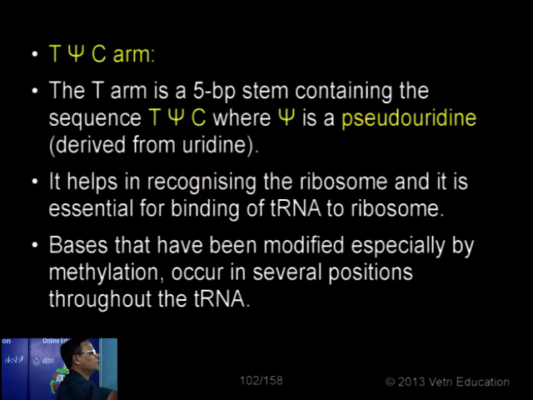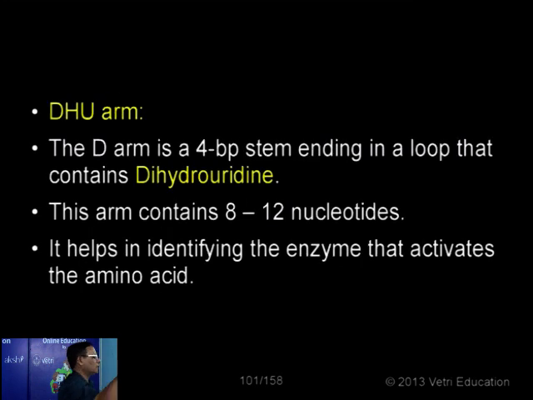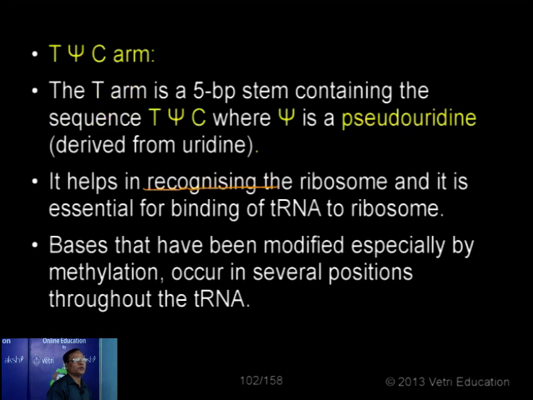So I mentioned about the DHU, etc. That is the T psi C, where psi is a pseudouridine, the one which is derived from uridine. And also in the DH form, that is dihydrouridine, that is why it's called the DH form, and psi is nothing but pseudouridine, the one which is derived from uridine. And I mentioned about the functions also.